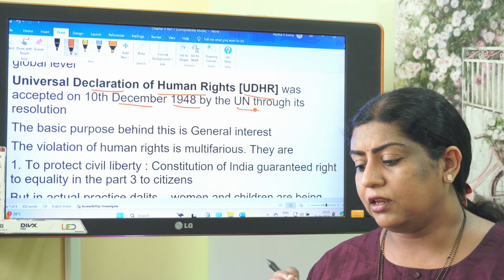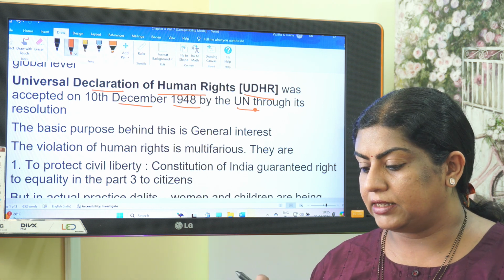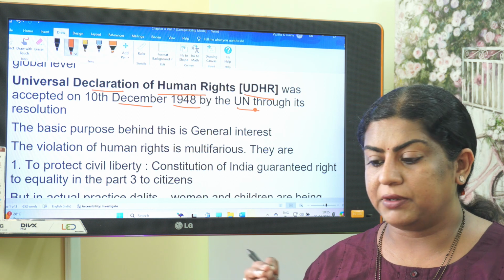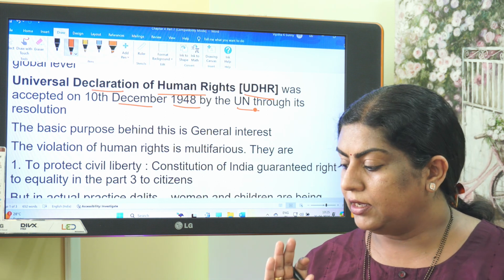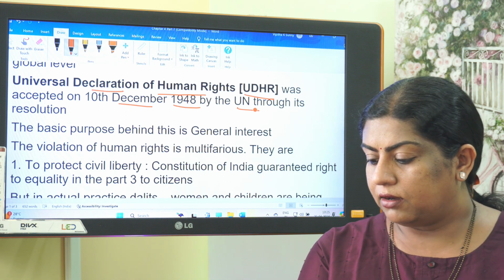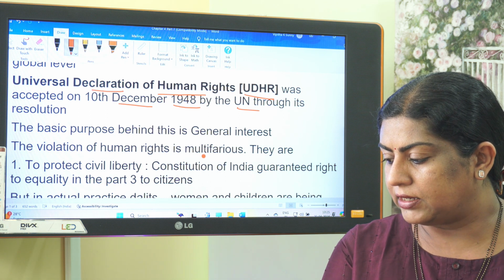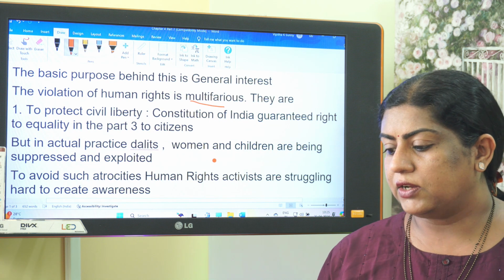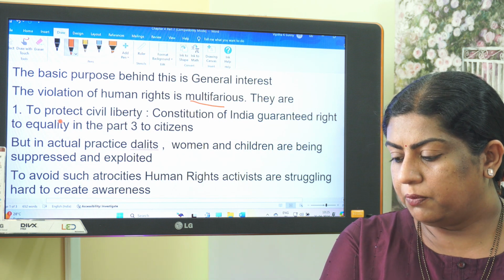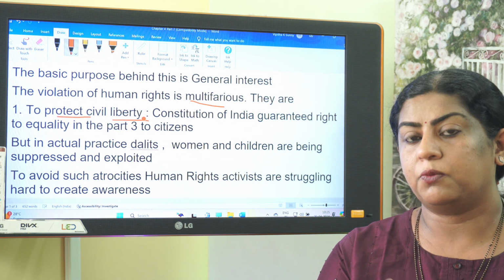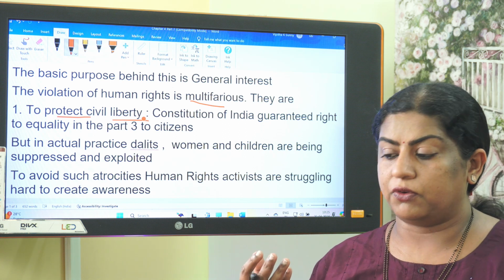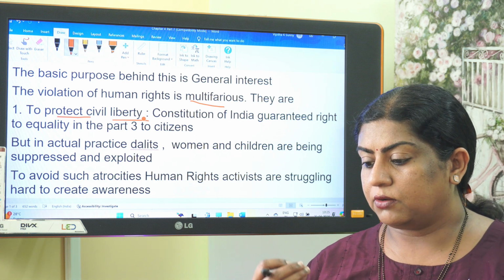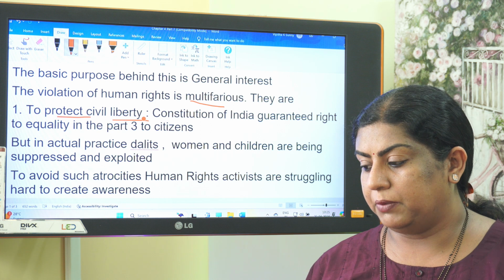Now, the basic purpose behind this Universal Declaration is general interest. The violations of human rights are multifarious. So, why was this Universal Declaration of Human Rights accepted? First, to protect civil liberty.